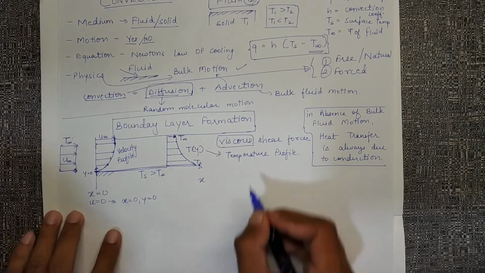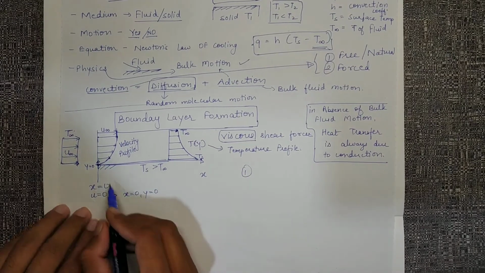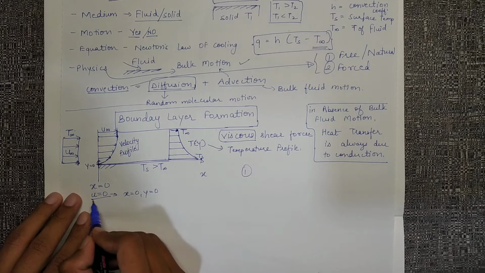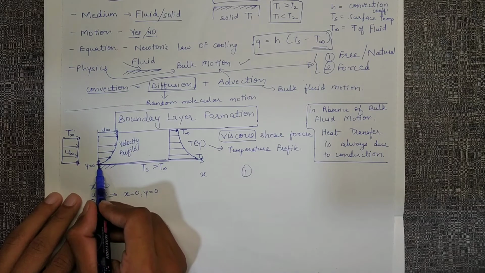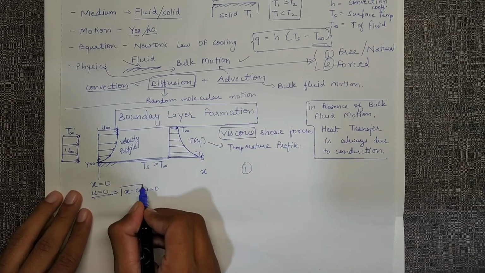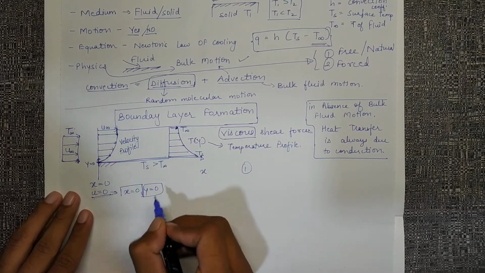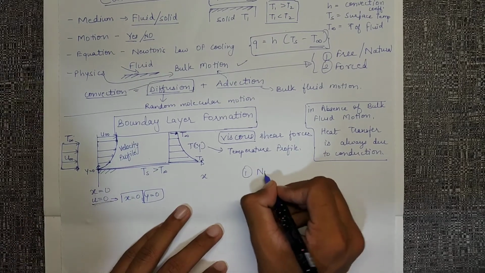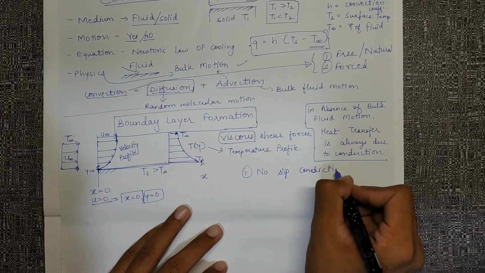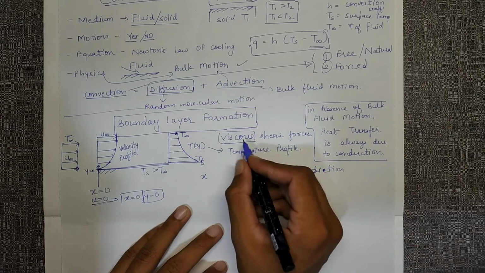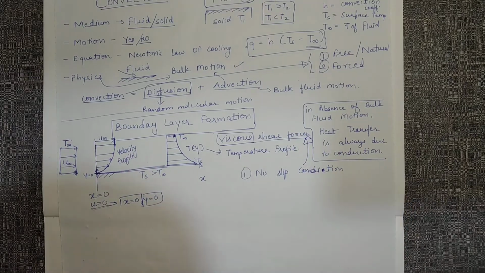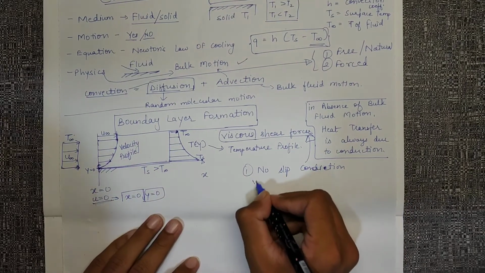So one thing important is, why did we do this? Why did we assign a velocity of 0 when the fluid touched the surface? This x equal to 0, y equal to 0 means we are at the surface. That means we are following the no slip condition, and that is due to these viscous forces, right?